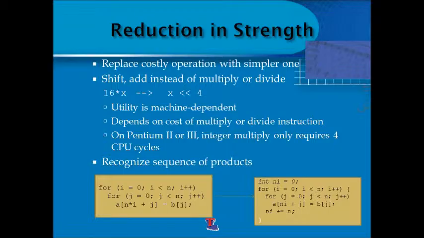Recognize the sequence of products. For i equal to 0, i less than n, i plus plus; for j equal to 0, j less than n, j plus plus: A[n*i + j] equals b[j]. Instead, int ni equals 0 for i equal to 0, the same condition, and ni plus equals n.